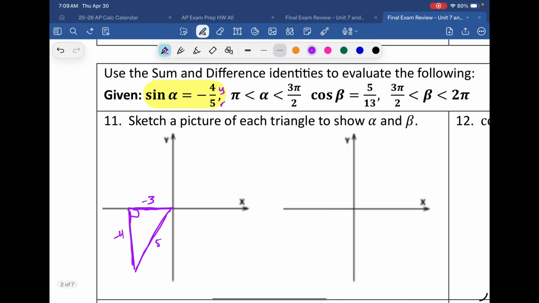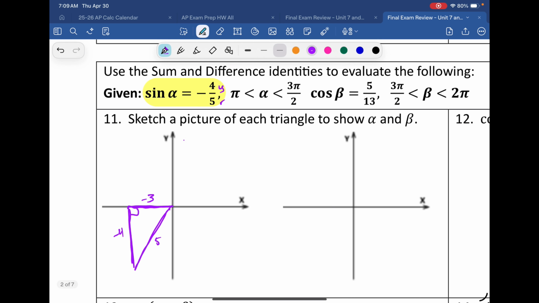All right, so I'm going to go ahead and get the remaining trig functions. We have cosine alpha. So that's going to be negative 3/5. Then we have tangent alpha, which is going to be positive 4/3.